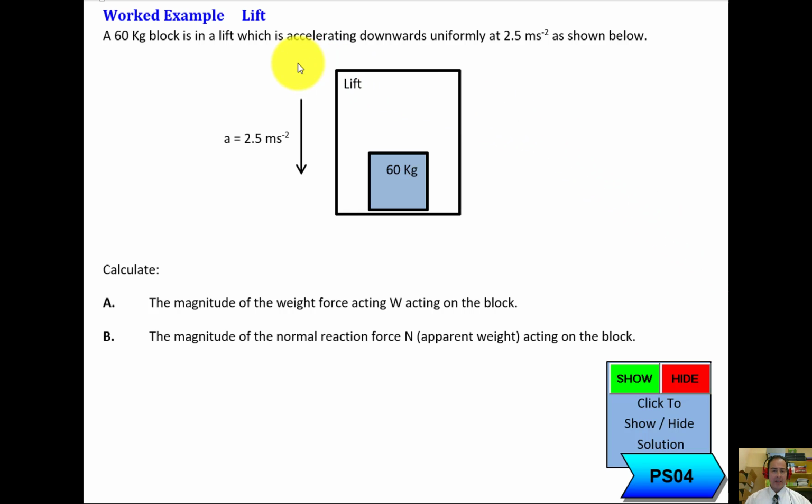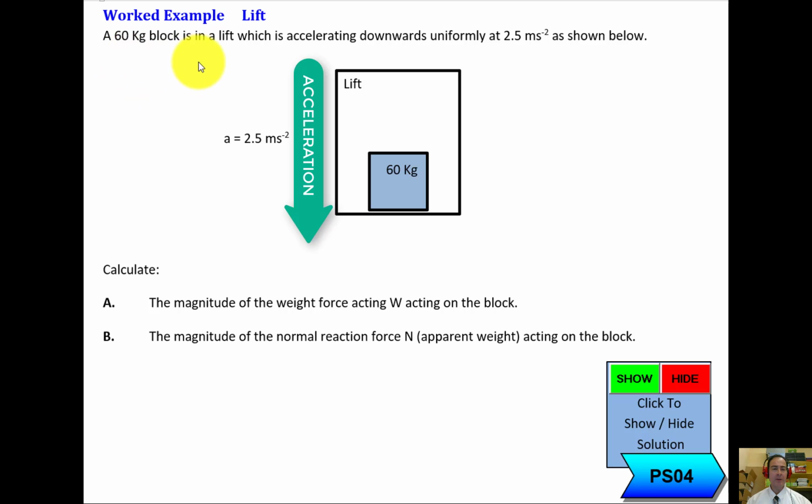Now we're going to look at an example involving a mass in a lift, and the lift is not only moving but accelerating in a downwards direction. Now this may involve the lift moving upwards or downwards. The direction of travel is not important. The direction of acceleration is.